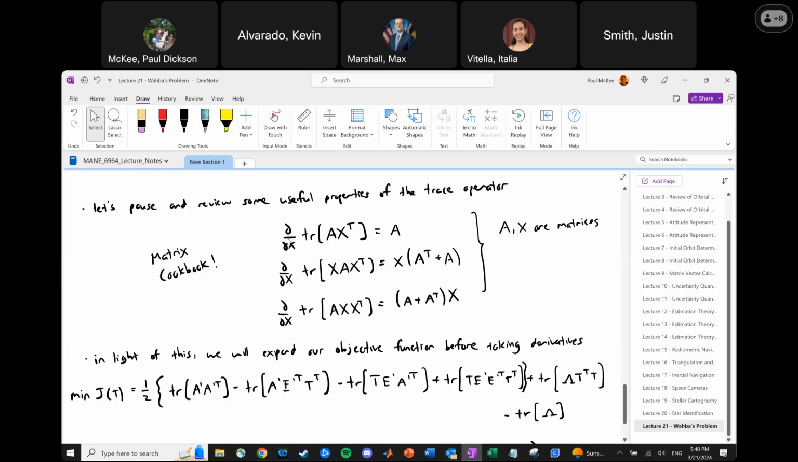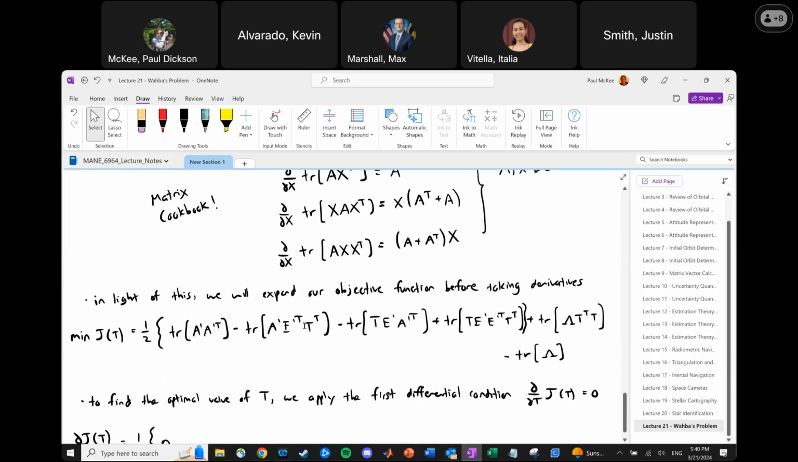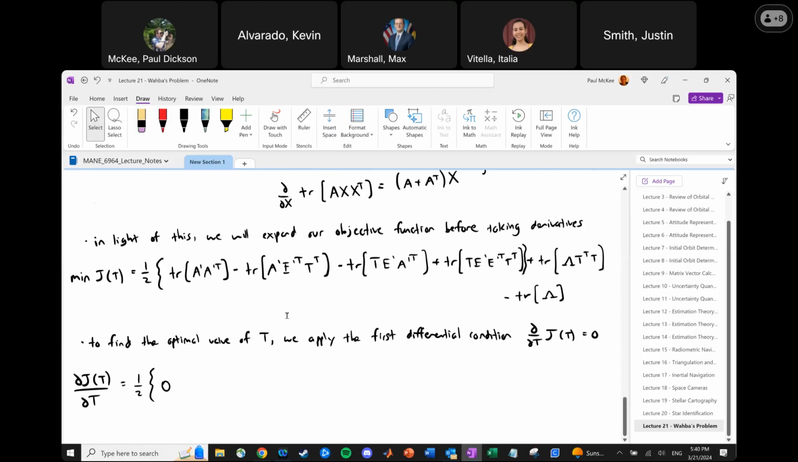So the derivative with respect to X of the trace of A X transpose is A. So I would say that the derivative with respect to T of some stuff times T transpose is the stuff, right? So this is going to be minus 2. Well, let's do one at a time. Sorry, not a 2. I'm getting ahead of myself. This is going to be A prime E prime transpose.